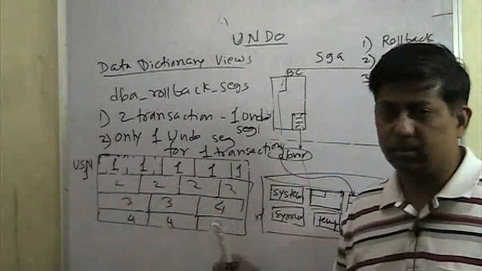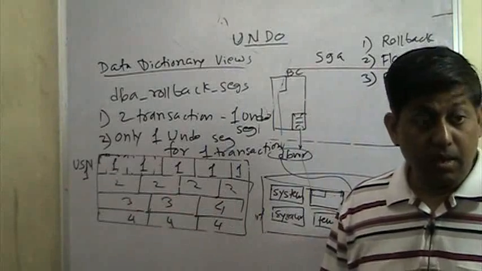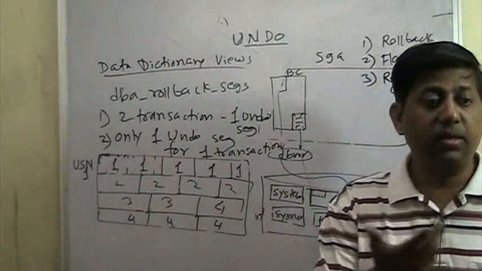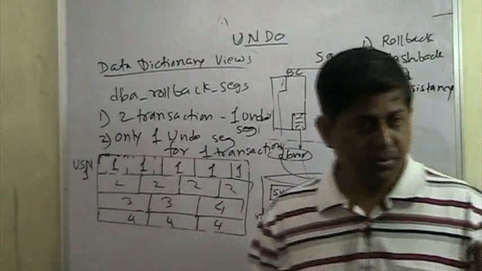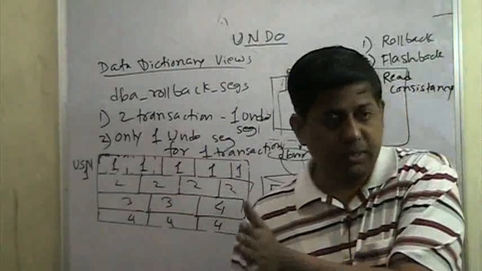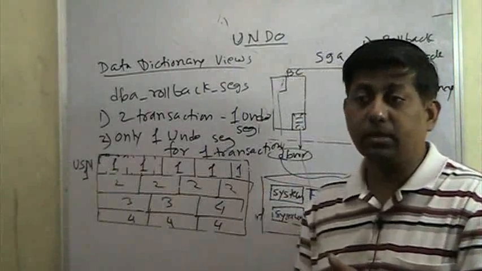Only one undo segment. If one transaction requires more than the available space, then the transaction will fail. So basically if the transaction requires more space than what is available to it, the transaction will fail.